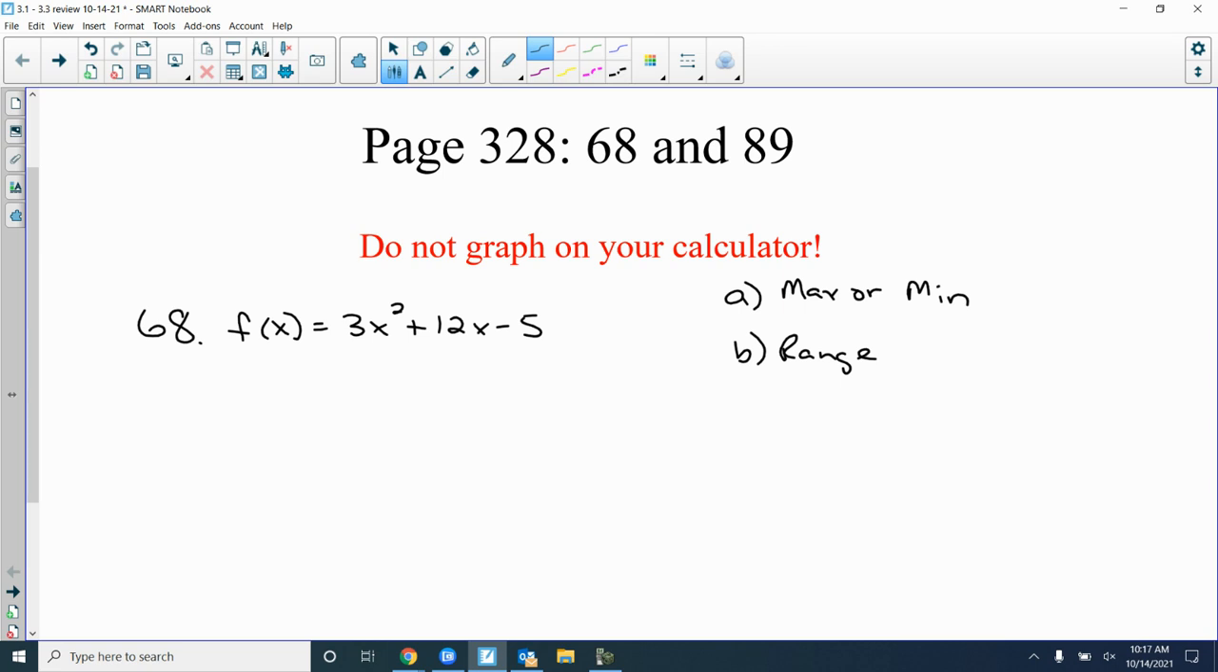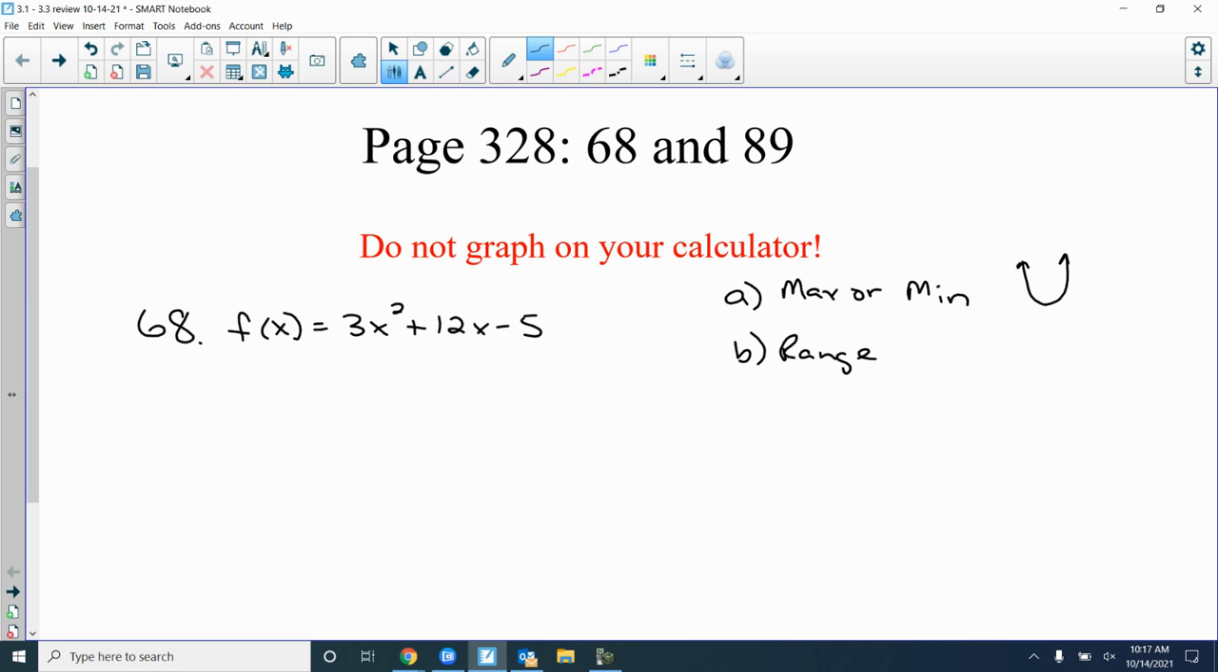So it is a min because that opens up. You know it opens up because it's a positive 3 in front of there. So it's going to open up, and it's going to have a minimum. To find that minimum, we need to find the vertex. We got to find the vertex.